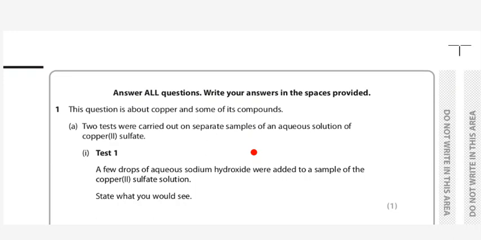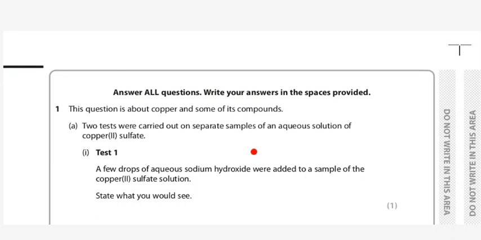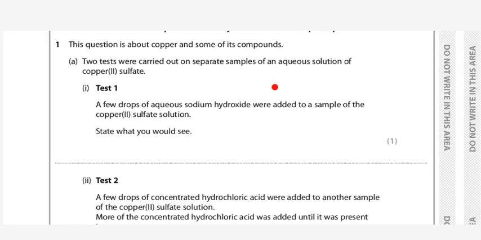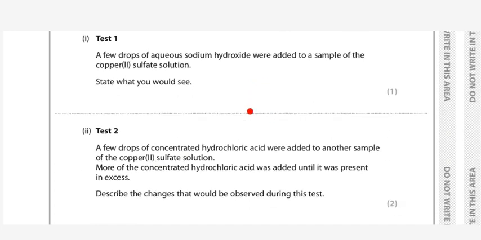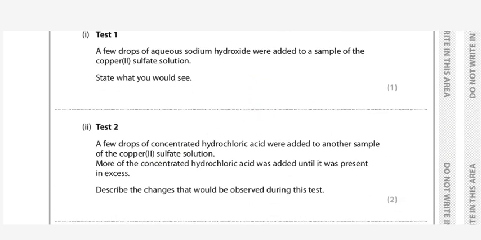Two tests were carried out on separate samples of aqueous solutions of copper 2 sulfate. A few drops of aqueous sodium hydroxide were added to a sample of copper 2 sulfate solution. State what you see. You see a blue precipitate. You can say just blue precipitate, or to be more specific, pale blue precipitate.